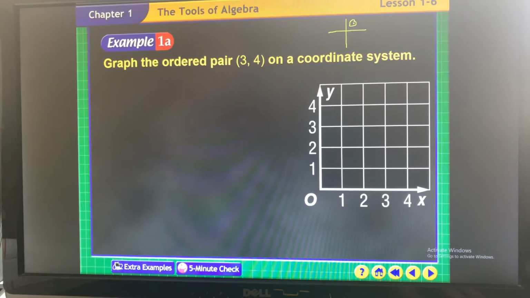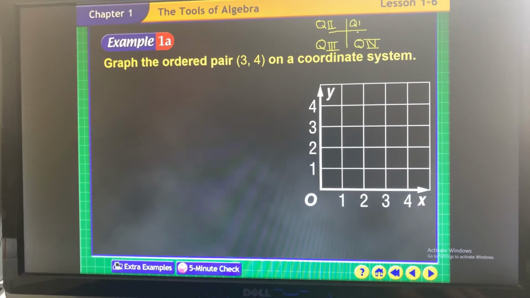We have quadrant 1, which is right here. We have quadrant 2, which by the way, we use Roman numerals. We have quadrant 3, which goes right here. And quadrant 4, which goes down here. Hopefully you're familiar with that.